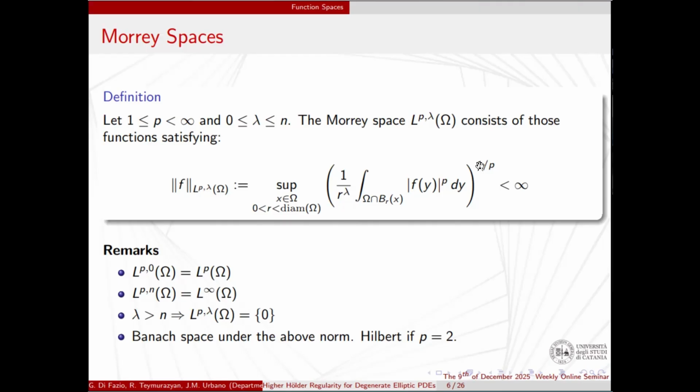These spaces are quite well connected to L^p spaces. If you take lambda equals 0, you get the L^p, the classical definition. If you go to the opposite side of the scale, you take lambda equal n, you get L infinity. And you cannot take different values for lambda out of the interval 0 to n, because you get trivial situations. So for us, p is between 1 and infinity, and lambda between 0 and n.